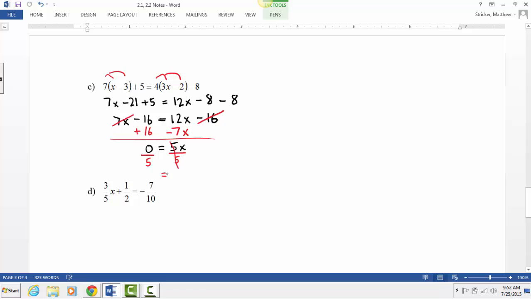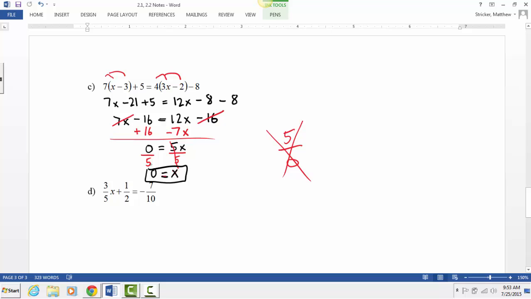How can I divide 0 by 5? There's something about division and 0. Well, that's the other way. I can't take 5 divided by 0. We can't do that, but you can do 0 divided by 5. It's just 0. So that's our answer here. Our answer is x equals 0, which is perfect.